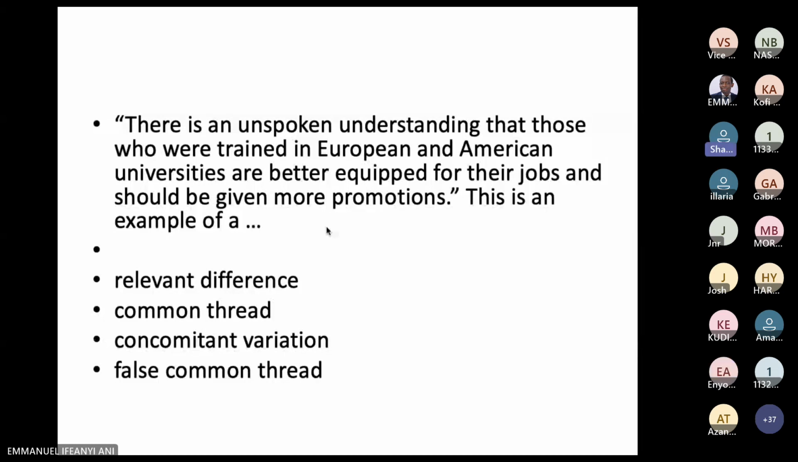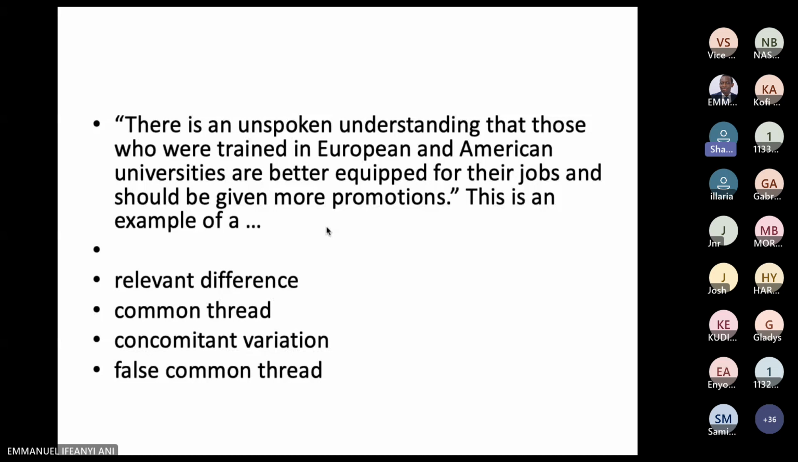Doc, please, I think the way they were trained is quite different from the rest. Yeah, by the rest, you mean what? Is it those at home, those in Africa? Yes, those in Africa. That is why they think they should be given promotions. So it is presumed that the way they were trained outside makes them unique.